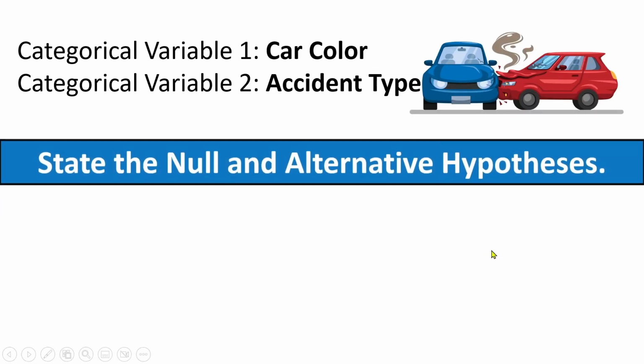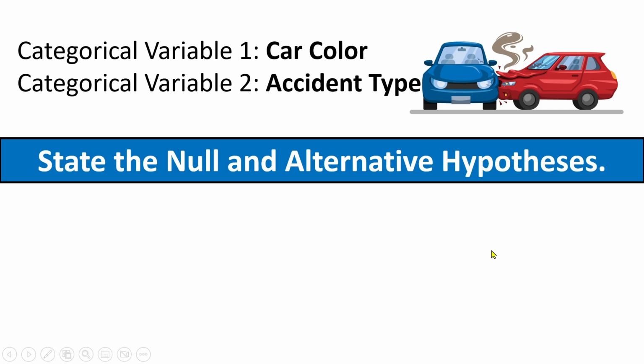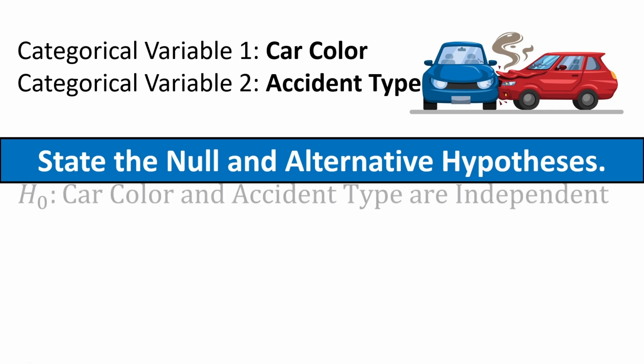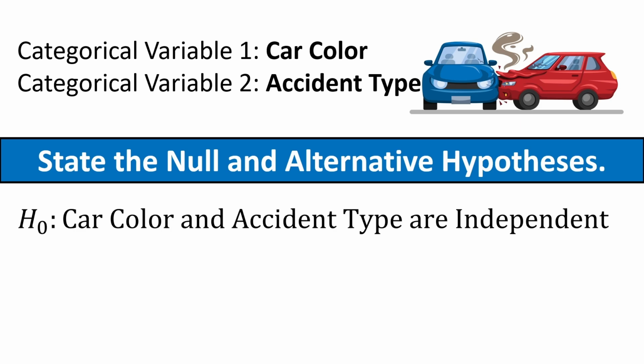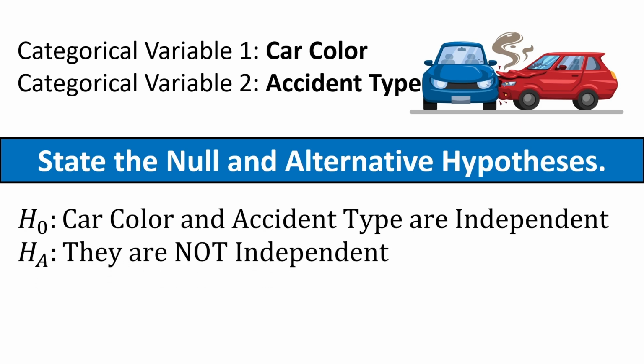So I was going to ask you to state the null and alternative hypotheses, but you've probably seen them already, so let's just look at those. The null hypothesis is that car color and accident type are independent categorical variables. The alternative is that they are not independent, or in other words, that they are dependent, or you could say that they are associated.